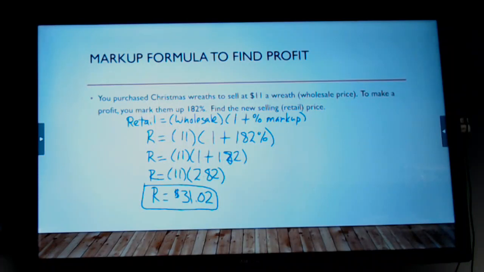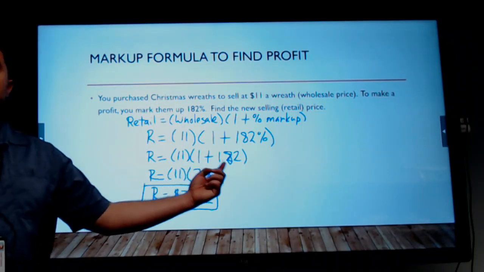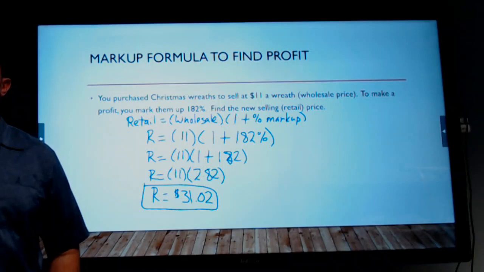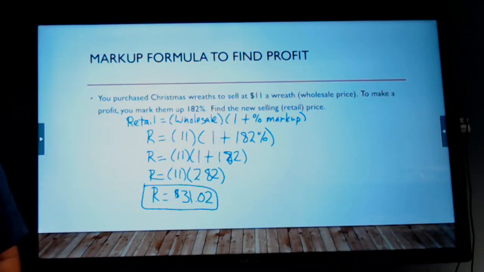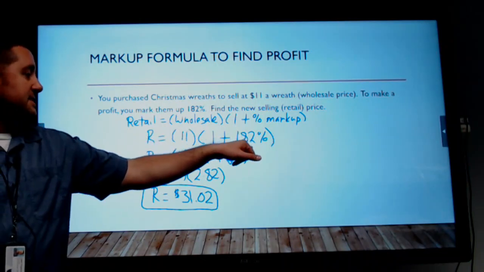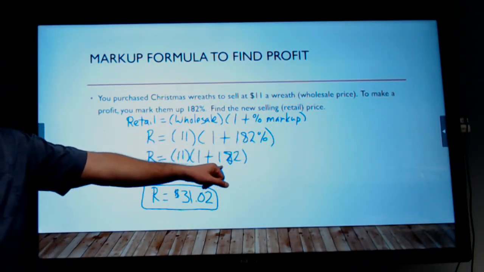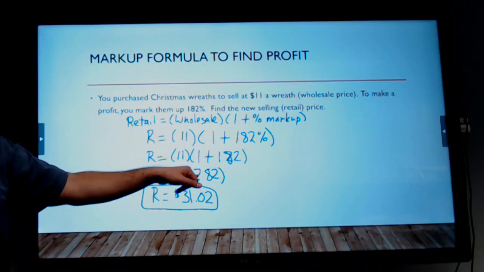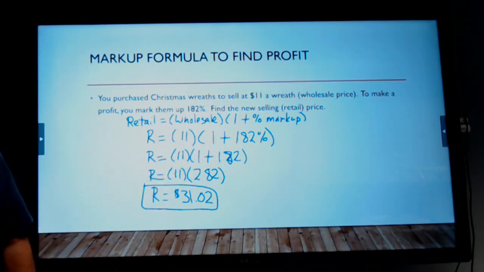Anyway, so that is how you find the retail price. There might also be situations where you have to find the wholesale price. Gabby? 1 plus 1.82. Okay. Yeah, because you have the 1 plus part right here, and then the 182% becomes 1.82, and then you have to add it to close out that set of parentheses, and then you multiply.